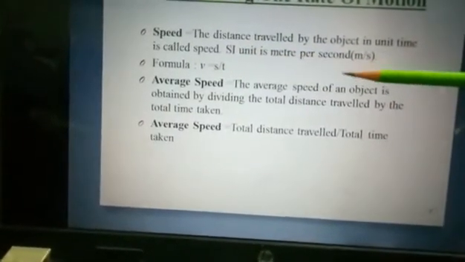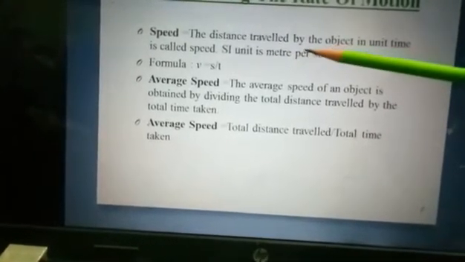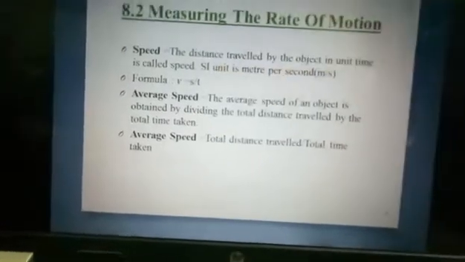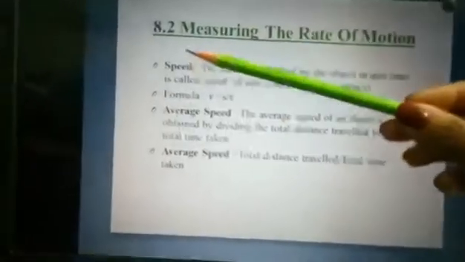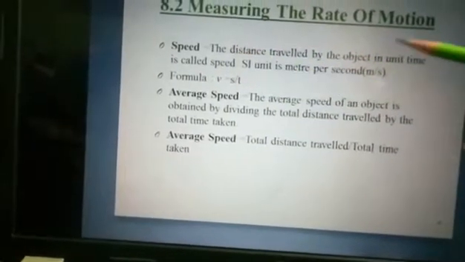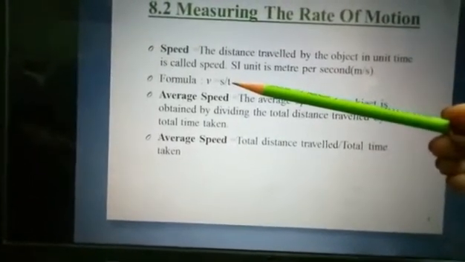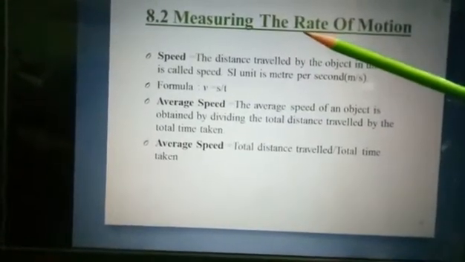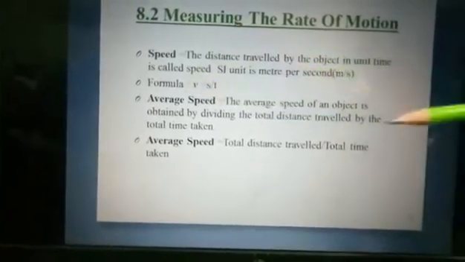SI unit is meter per second. Meter is denoted by m, second is denoted by s, and per is denoted by slash. So the SI unit is meter per second, the standard unit. And then we have the formula. Speed is represented by v, distance is represented by small s, and time is represented by t. And one more thing you must keep in mind: rate means anytime, rate means upon time. Rate of motion is that one.